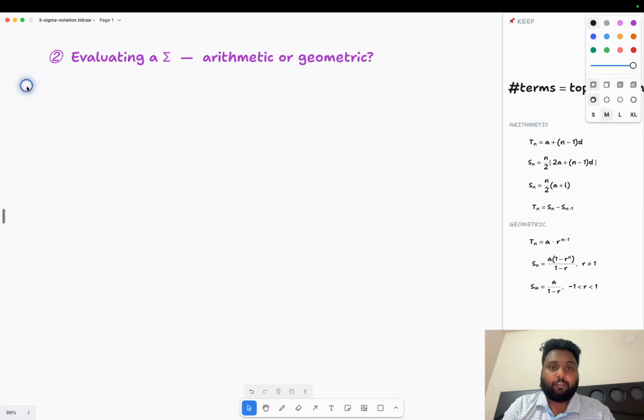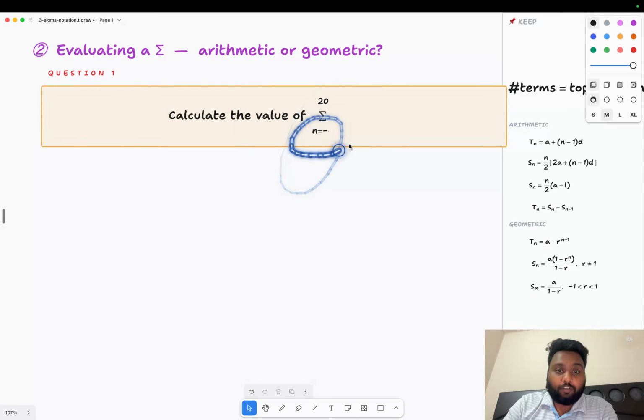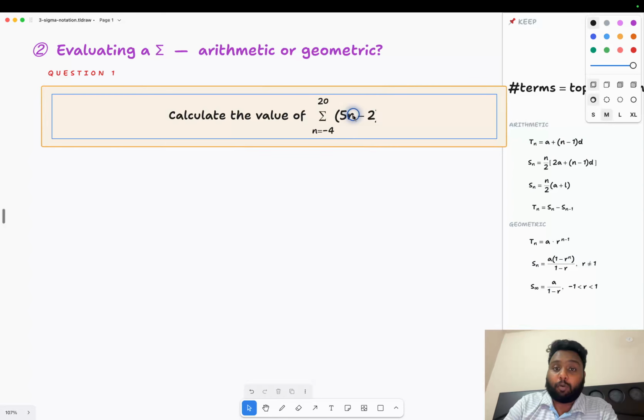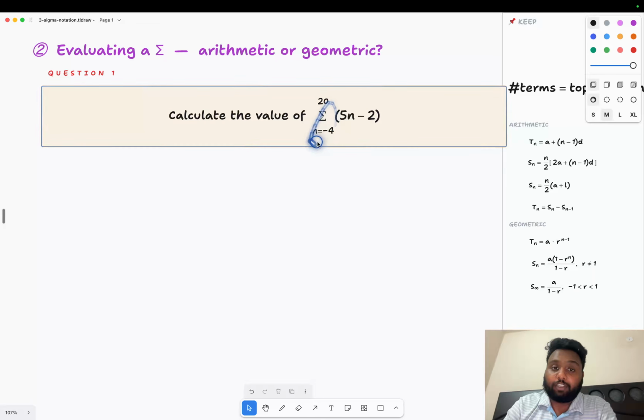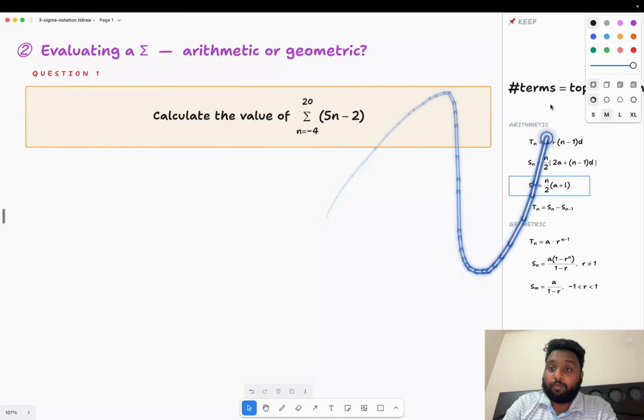Now we will read and study what happens when an arithmetic or geometric series is given to us in a summation notation. Now we have to calculate the value of the summation from n equals minus 4 to 20, and the generalized term is given to us here. When you look at this question, the summation represents the first and the last substitution values that we will substitute into the term. But we already have the formula here.